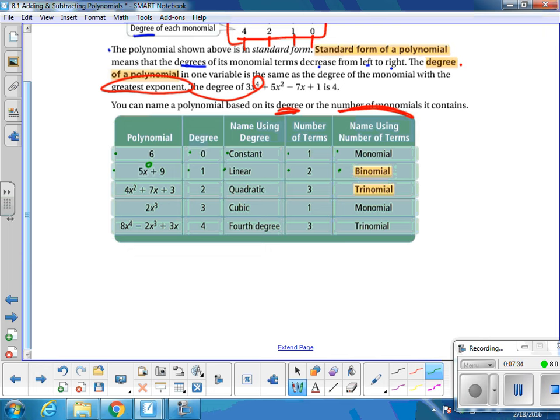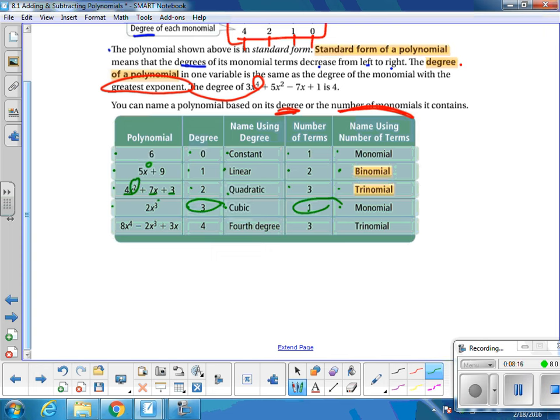The next one here, notice it has 3 terms, so we'll call that a trinomial. But when I look at my degrees, I look at the highest one. It's a 2, and I call that quadratic. So this one is a quadratic trinomial. We've got a third one here too, where I can see that my degree is 3. If I have 1 term, it's a monomial, but it's cubic by the degree, so I would call this a cubic monomial. Cubic, because the degree is 3, and monomial, the number of terms.